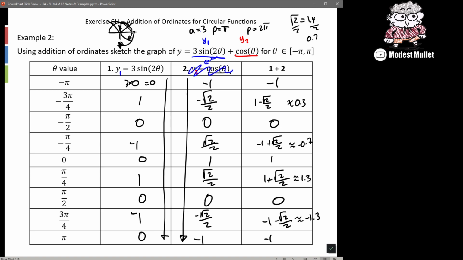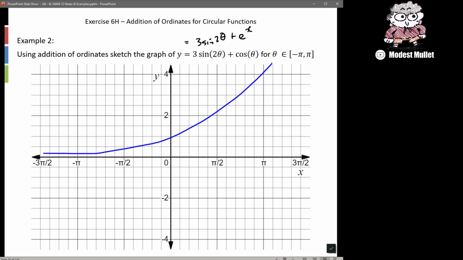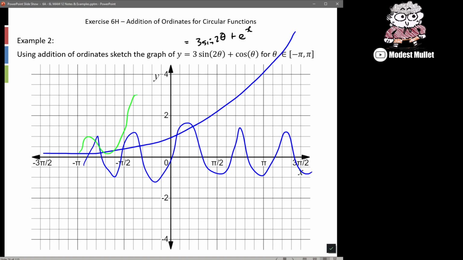Now let's have a quick think about what that would look like. So 3 sine 2 theta, if we drew that on here, and this is going to be handy because this is going to be in the SAC. Adding sine on top of an exponential, what's that going to look like? Well, an exponential is looking like that, and then we're adding a wave on top of it. So what is that going to look like? Well, it's going to go something like that.